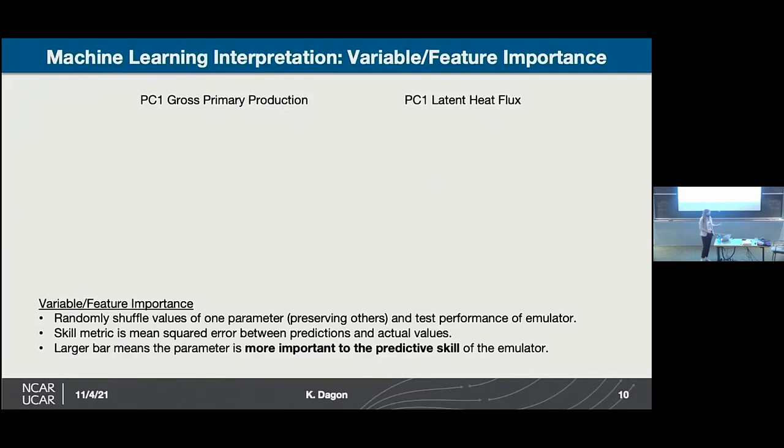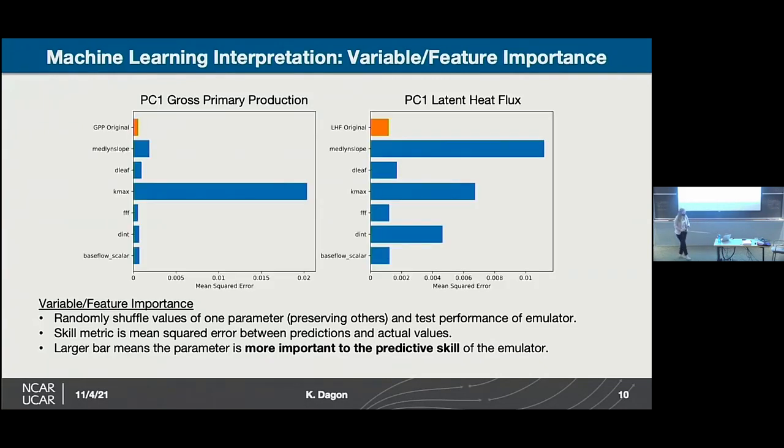How this works is you randomly shuffle the values of one parameter at a time, preserving the others, and you test the performance of the emulator. So I'm going to be showing some bar plots where if the bar is larger, that means that parameter is more important to the predictive skill of the emulator, because as you remove the information in that parameter, the error increases.